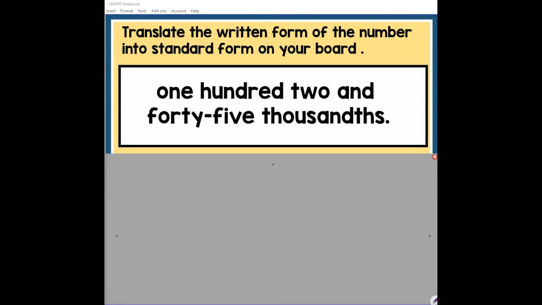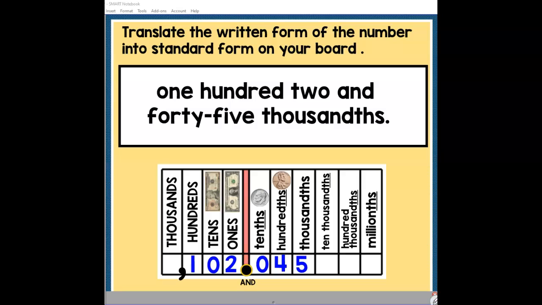Our next one says 102 and 45 thousandths. Go ahead, read it again to yourself and write it on your whiteboard, and then again double check to make sure you didn't leave something out. I can see I have 102 and then I need it to say 45 thousandths. So I need the 5 to be in the thousandths place, so I need this 0 in my tenths place as a placeholder.